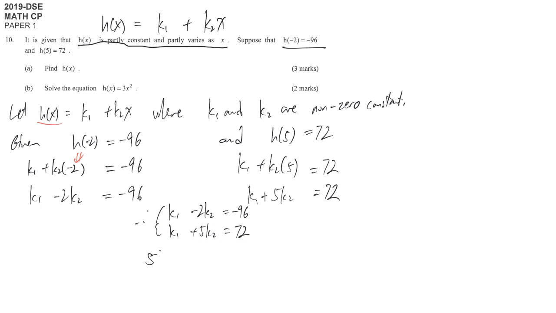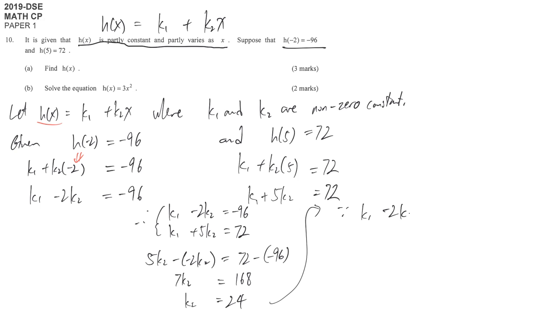So I will have positive 5k2 minus negative 2k2 equal to 72 minus negative 96. Since k1 minus 2k2 is -96, that's why k1 minus 2 times 24 is equal to -96. K1 is equal to -48.